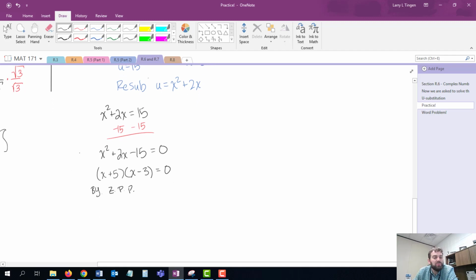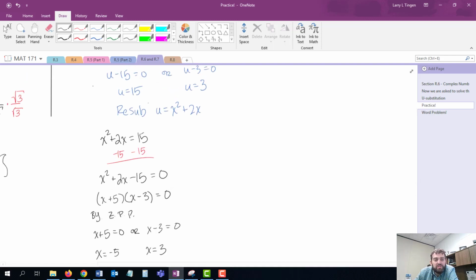So by the zero product principle, two things multiply to give me 0, which means one of them is 0. So x plus 5 is equal to 0, or x minus 3 is equal to 0. Solve them both. X is negative 5. X is 3. And now remember, I have an entire other substitution to deal with. So my u is equal to 15 got me down this side. How about my u is 3? Well, if u is 3, that means x squared plus 2x is equal to 3.